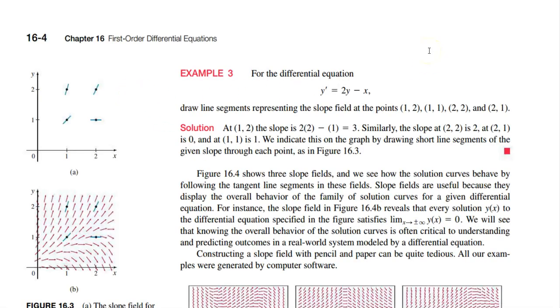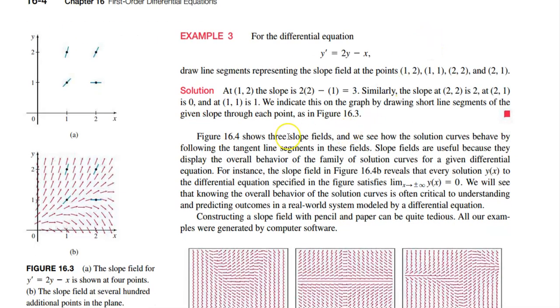So for the differential equation y prime equals 2y minus x, we want to draw line segments representing the slope field at the points (1, 2), (1, 1), (2, 2), and (2, 1). At (1, 2), the slope is 2 times 2 minus 1. We just sub into our y prime, which is 3. So at (1, 2), the slope is 3, as drawn here. The slope at (2, 2) is 2. The slope at (2, 1) is 0, and that's flat there, a horizontal tangent line. And the slope at (1, 1) is 1, as shown here.